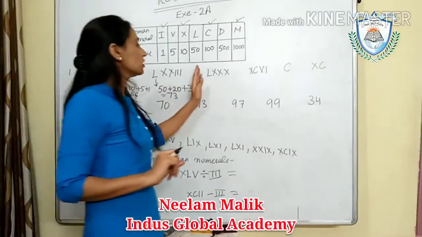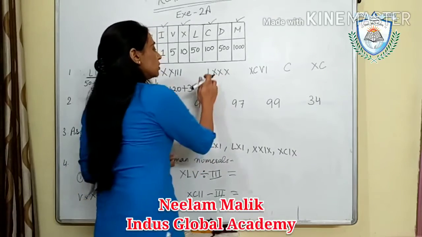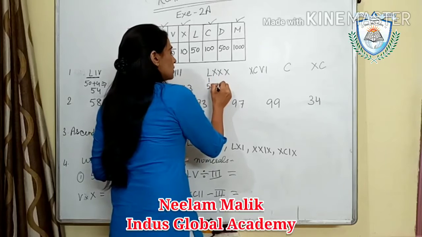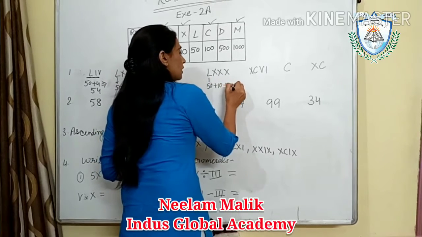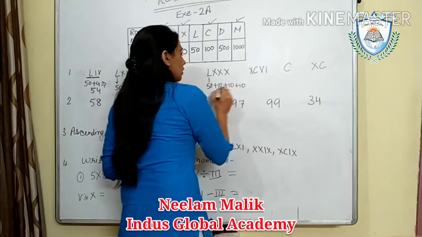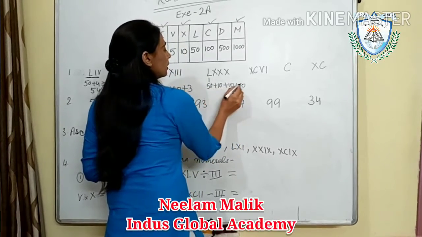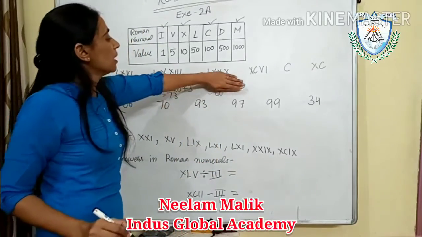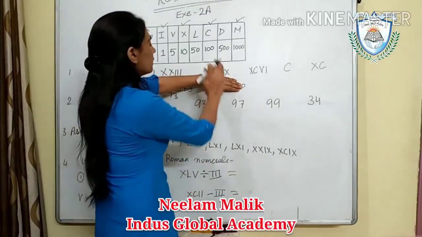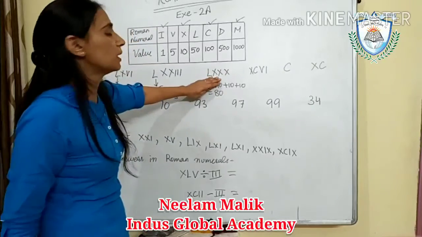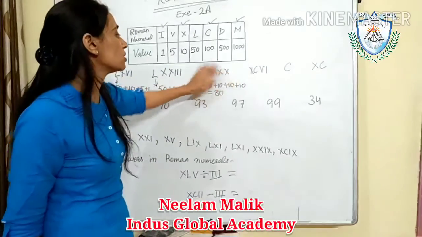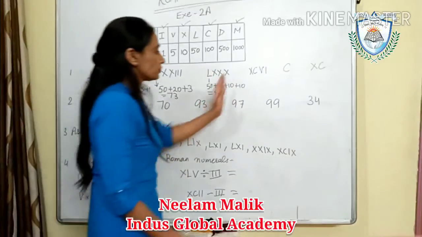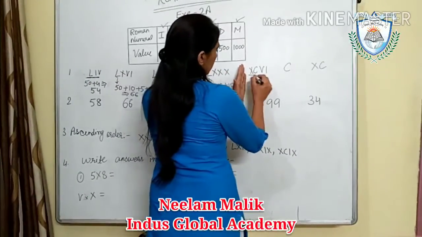Okay. So next is LXXX. This is your 50. X means 10, this X means 10 and this X means also 10. So it will be 50, 60, 70, 80. So this is your 80. How to write 80? You can write it like this, 50 plus 10 plus 10 plus 10, or you can say this is a 30. Next is this number.